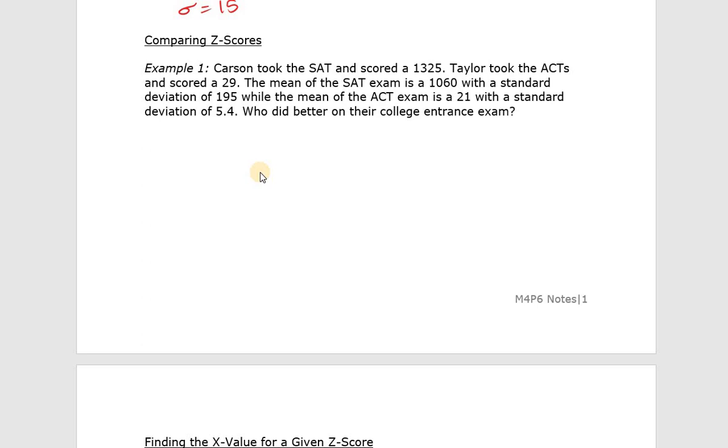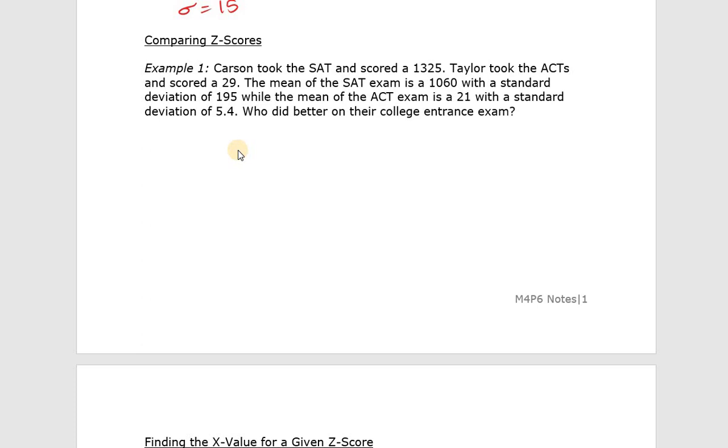Here is an example of using z-scores to compare two scores that belong to different exams. Carson took the SAT and scored a 1,325. Taylor took the ACT and scored a 29. The mean of the SAT exam is 1,060 with a standard deviation of 195, while the mean for the ACT exam is 21 with a standard deviation of 5.4. Who did better on their college entrance exam?